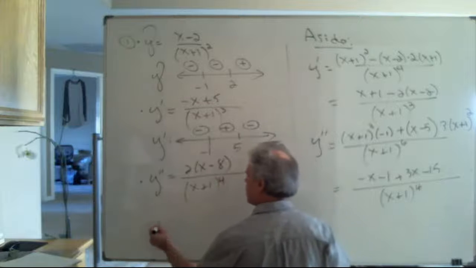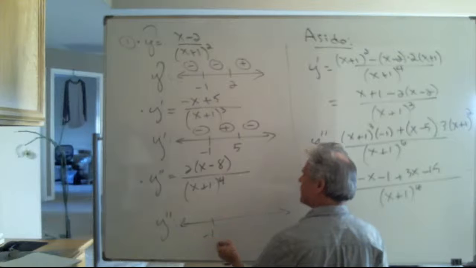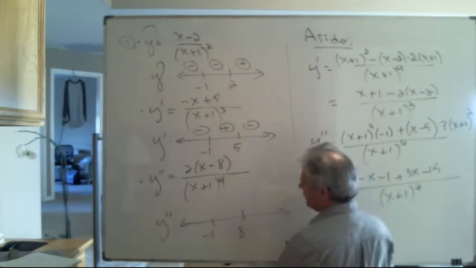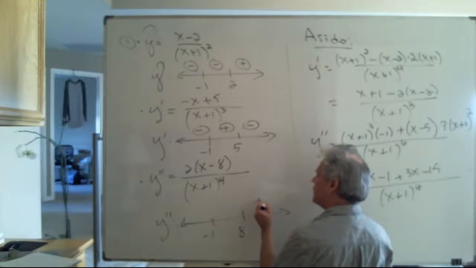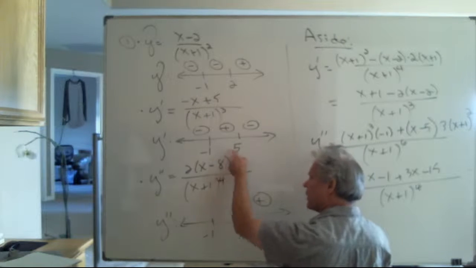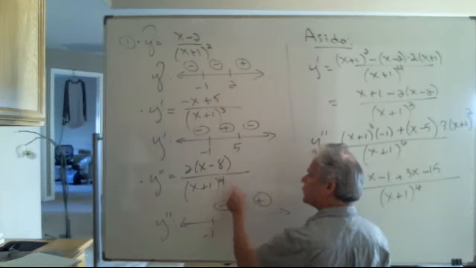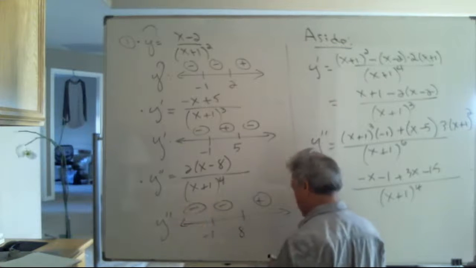And now building that sign graph, I'll plot my zeros upstairs and downstairs. When I test this interval right here, clearly everything's positive, but that's a zero of a linear factor raised to an odd power. It acts as a toggle switch. That is not the zero of a linear factor raised to an odd power. It will not act as a toggle switch.